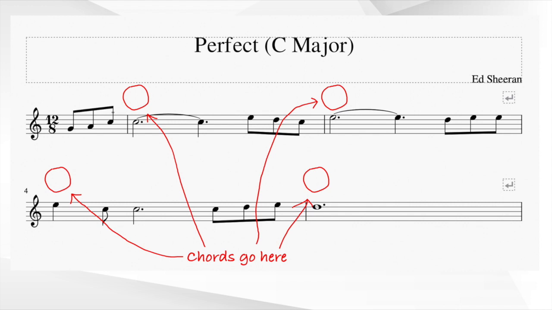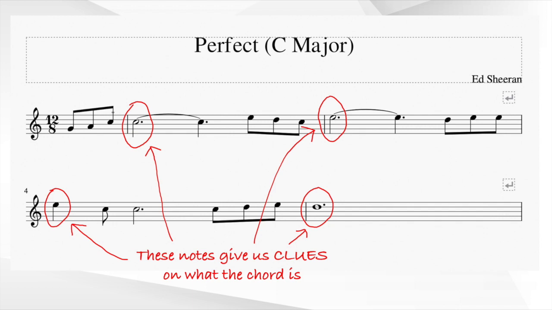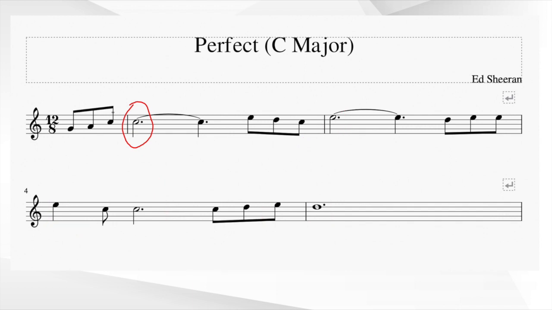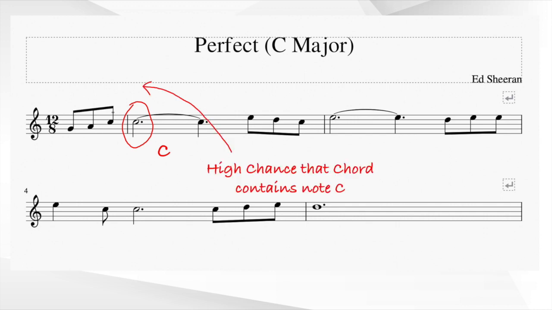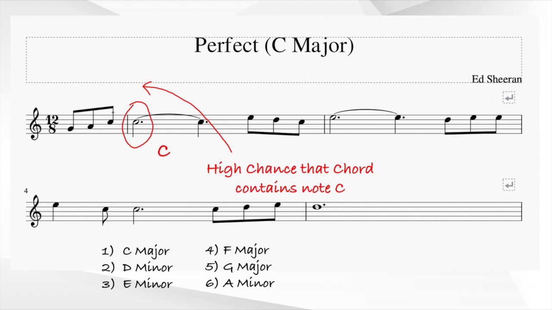To guess the chords, we can look at the melody notes that are played together with the chord. For instance, let's take a look at the first bar here, where the melody note here is a C. There is thus a high chance that the chord above it contains the note C. Comparing it with the 6 most probable chords in C major, we eliminate D minor, E minor, and G major, as they do not contain the note C, leaving us with only C major, F major, and A minor. Further testing eliminates both F major and A minor, as they do not sound right, and we're left with C major.